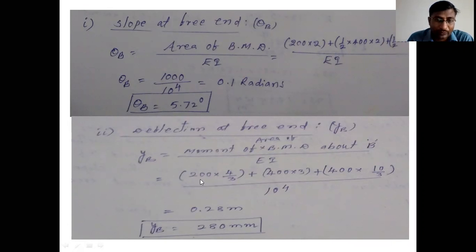A1 X1 is 200 into 4/3, plus A2, the 400 rectangle area, into 3 meters distance, plus A3, which is 400 into 10 by 3. A1 x1 plus A2 x2 plus A3 x3 is the A X bar, divided by 10 to the power of 4, which is the EI value. So we will get 0.28 meters deflection at the free end. Otherwise 280 mm, or 28 centimeters.